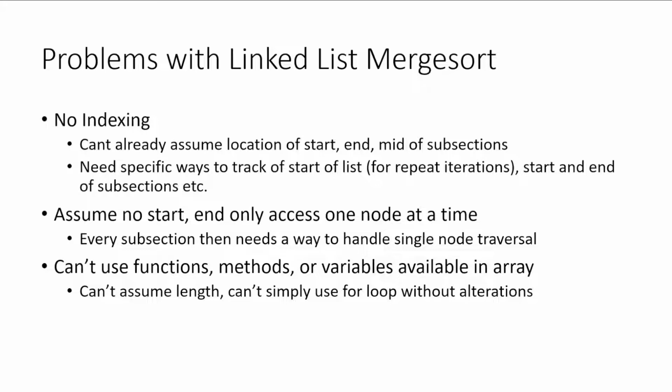And so I'm also assuming that there's no start and end on this linked list. You can only access nodes one at a time. There are no functions, methods, or variables that are typically available maybe in an array. We can't assume the length. We can't simply just use a for loop without changing or altering that loop.